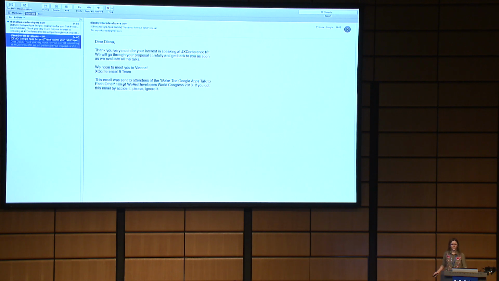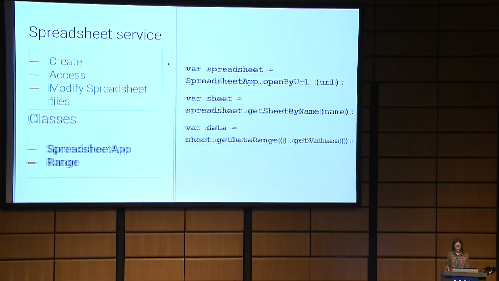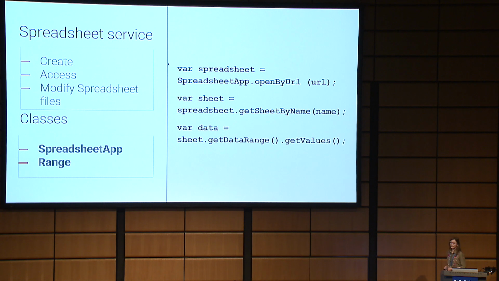So how does the magic work? As I mentioned, I'm using a spreadsheet here. So Google offers a spreadsheet service, which enables the users to create, access, and modify spreadsheet files. This service offers a spreadsheet app, which I'm going to use in my demo.